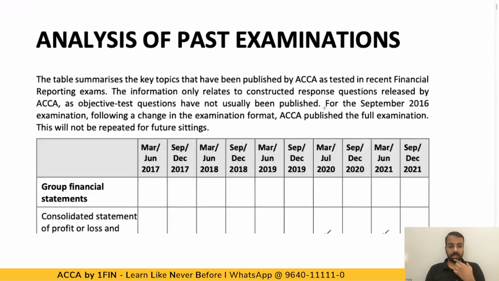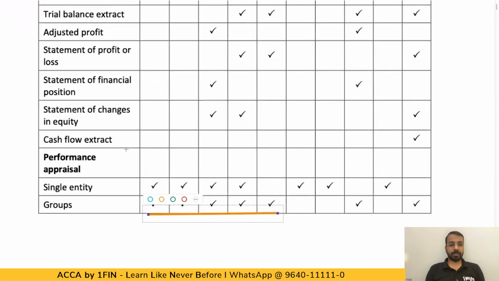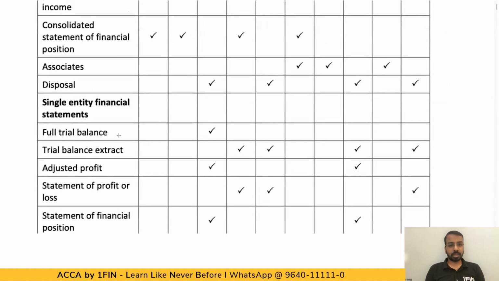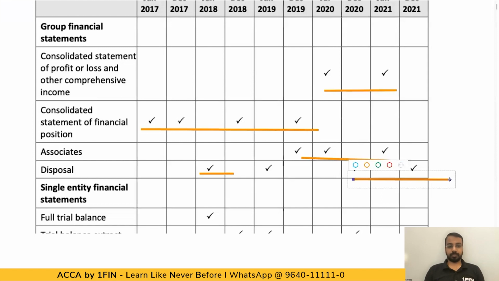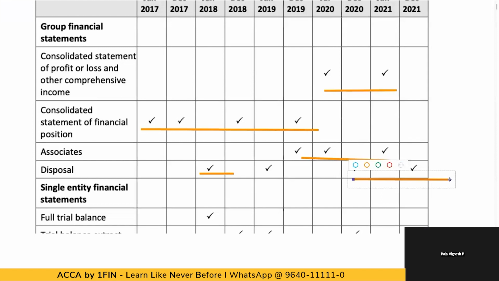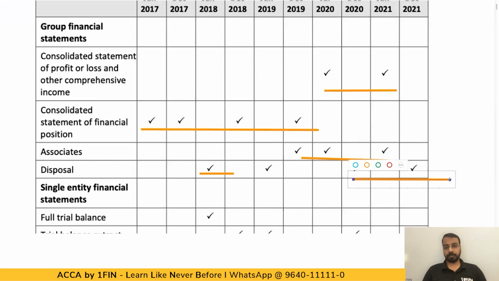So if you see here, groups, it's a performance appraisal, and then here you see group financial statements, consolidated statement of P&L and financial position, or there is something to do with disposal, something to do with associate, something or the other is there. Yes, sir. Okay, sir. So, thank you.